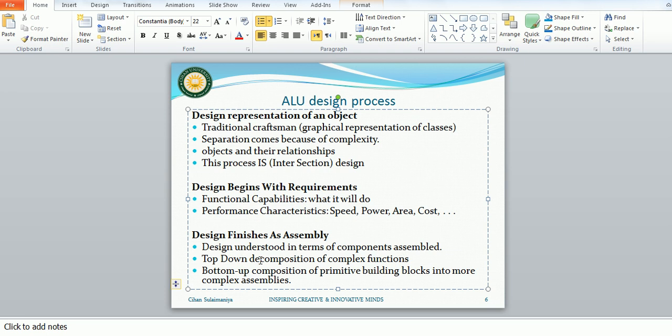Then there are two approaches: top-down decomposition and bottom-up composition. Top-down is decomposition of complex functions, so you look at it as functions, and the difficult functions are simplified. The bottom-up composition is the final look, how it is going to function in the end. So it is the bottom-up composition of primitive building blocks into more complex assemblies.